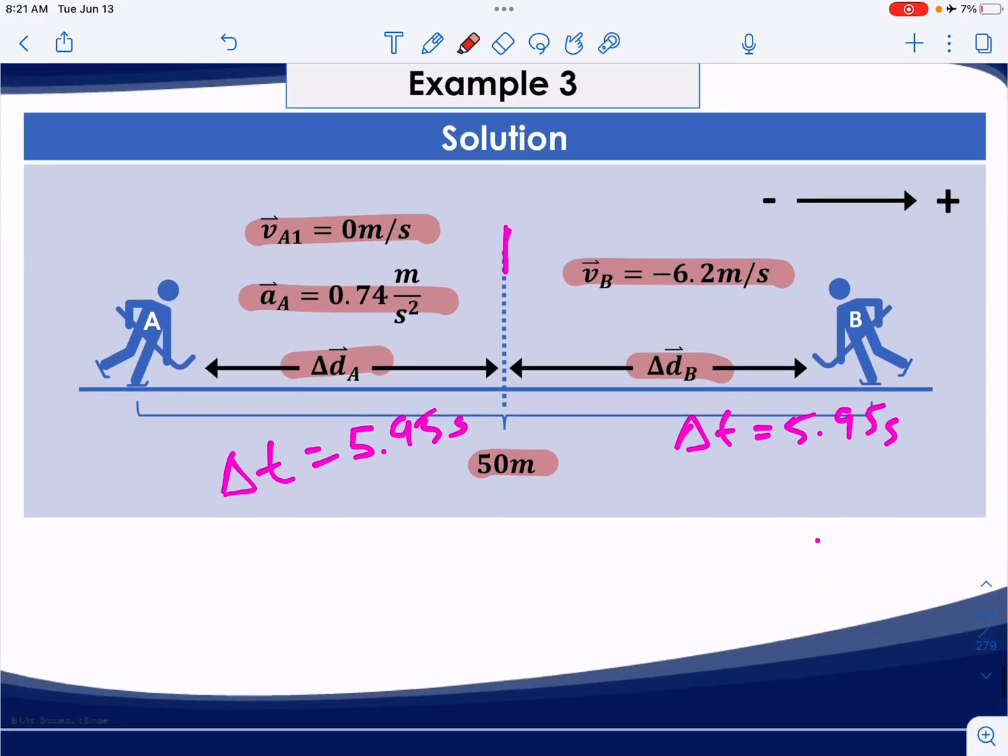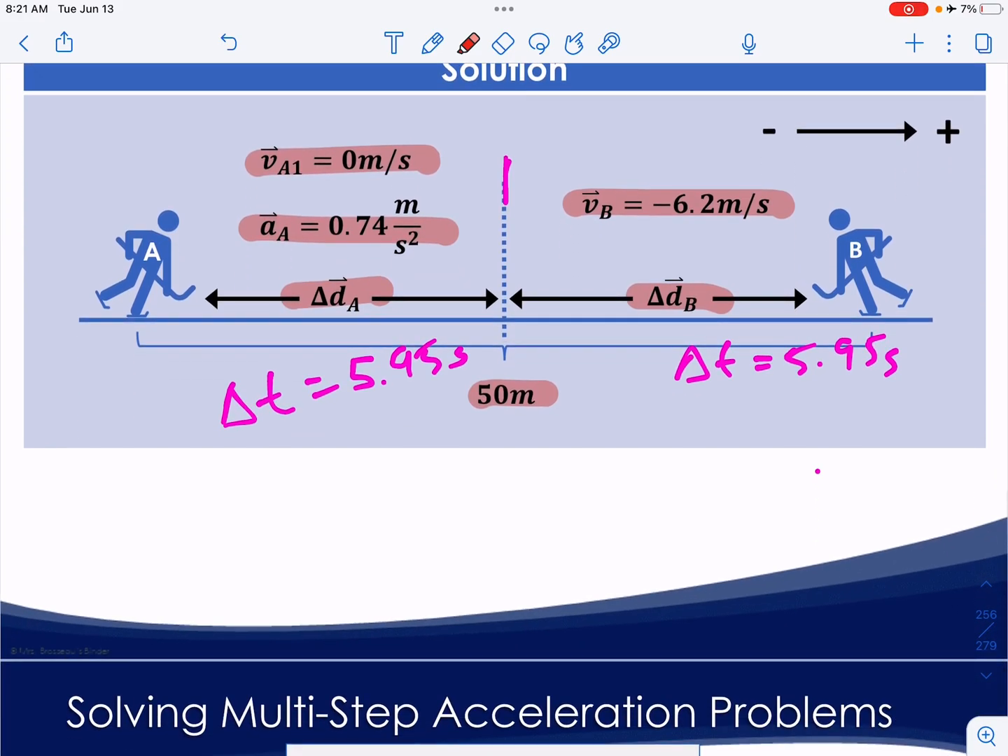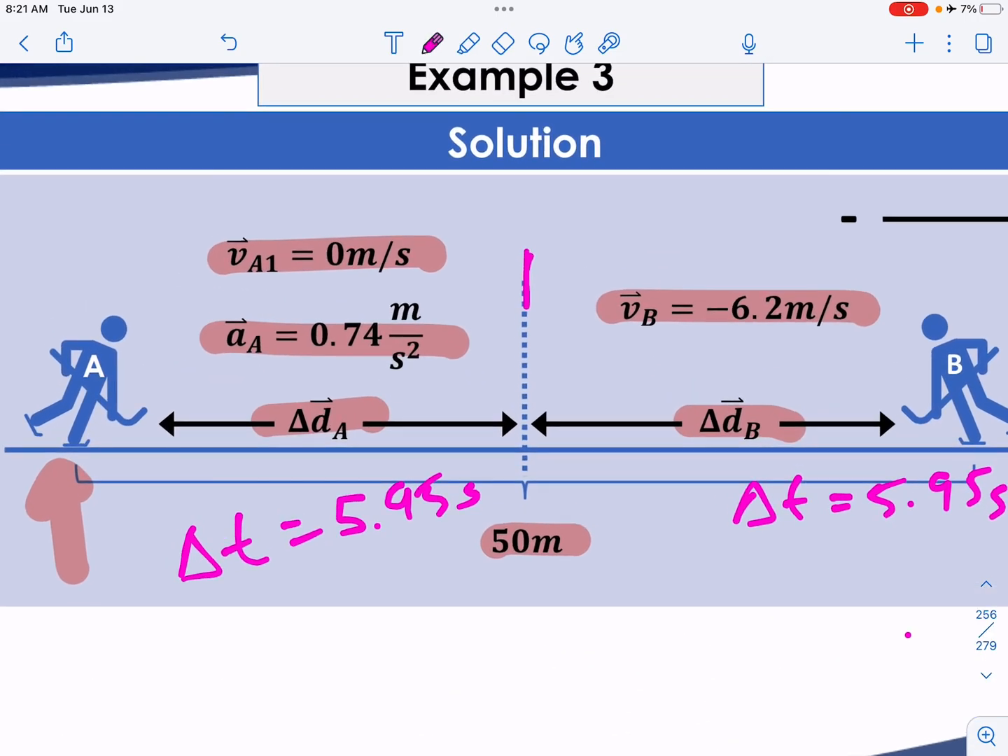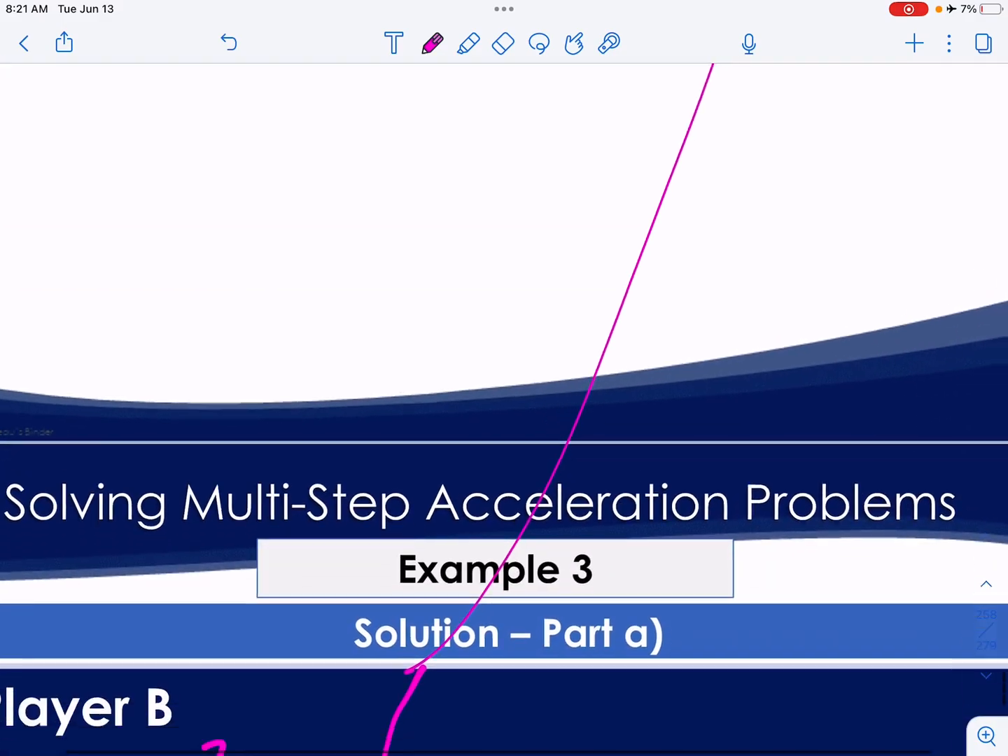So now if we go to here, we want to know, and now we're looking at this guy, player A, because he's the one accelerating. And now it wants to know what VA2 is. That's the question. So now it's a little bit easier. We have our delta t, we have our VA1, we have our acceleration. So we can solve using those things.